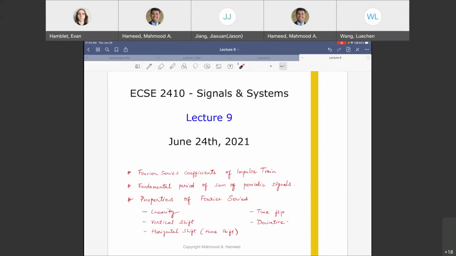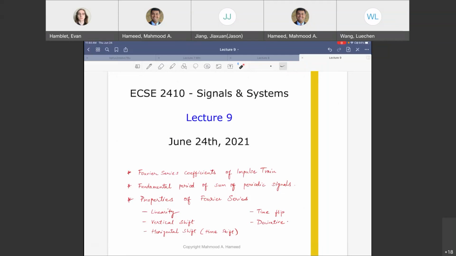Lecture 9 is going to be about Fourier series coefficients of impulse train. Another standard result that we will need to derive and then use, just as we derived the Fourier series coefficients of a pulse train. Next, fundamental period of sum of periodic signals. If you had a sum of sinusoids with different frequencies, will the result be periodic or not? And if it is, what is the time period of that? What is the fundamental frequency of that? So sum up periodic signals that have different frequencies and try to find the period of the resulting signal.